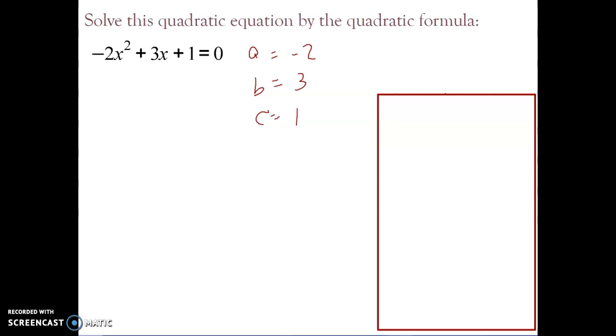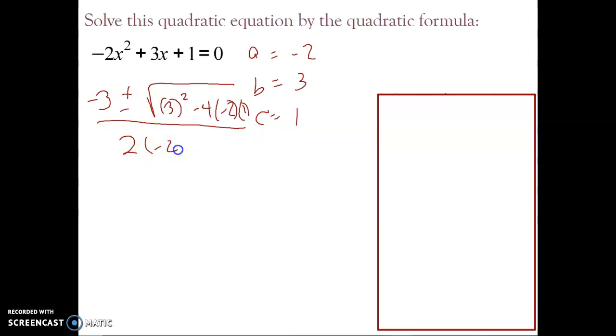Okay, so now we're ready to substitute into that formula. Look at it on the top of your paper. You can see that it starts off with negative b plus or minus the square root. And then inside the square root is where the discriminant is, b squared minus 4ac, all divided by 2a.